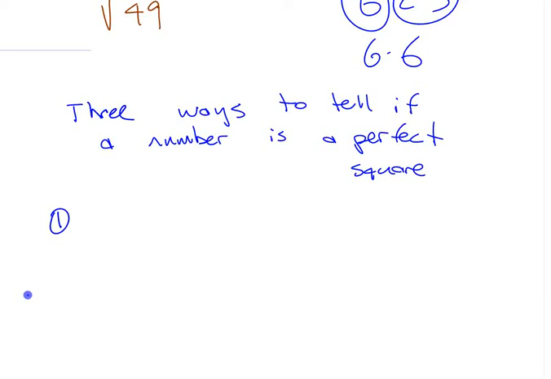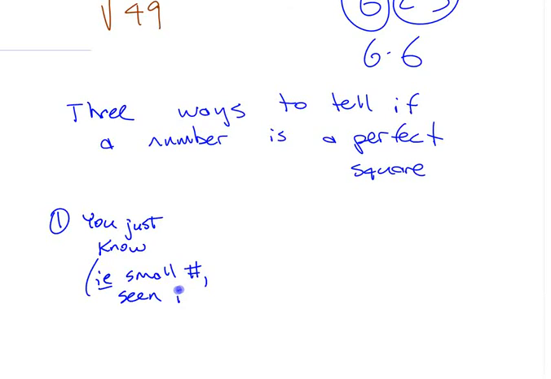Way number 1. If I give you a number like 36, is that a perfect square? Yes. How do you know that? We just told you that's one, right? If it's a small enough one, you might know. Here's way number 1: you just know. Small number, you've seen it before, right? That's only going to work for small numbers.